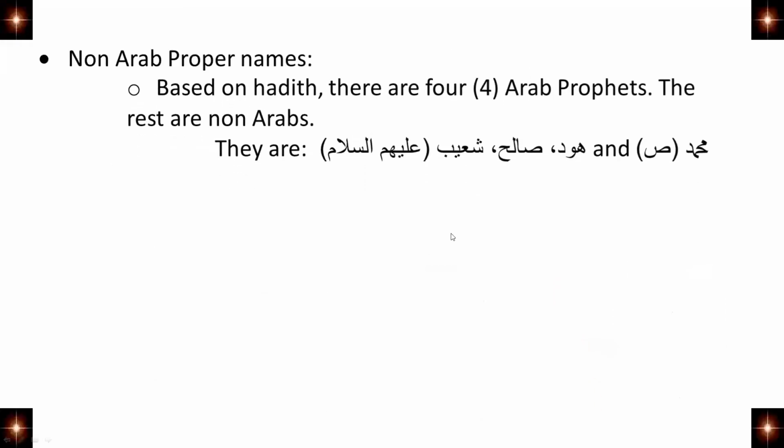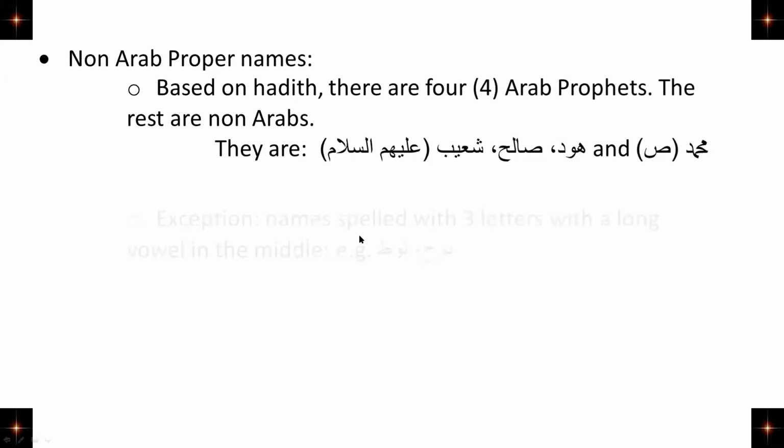Another part of the non-flexible ism is the most interesting part of today's lesson. Based on ahadith of Prophet Muhammad SAW, there are only 4 Arab prophets in the Quran, and the rest are non-Arabs. The 4 Arab prophets are Muhammad SAW, Hud, Salih, Shu'aib. That's why I can say Muhammadun, Hudun, Salihun, and Shu'aibun. Apart from these 4, no prophet can be made munawwan because they are partly flexible.